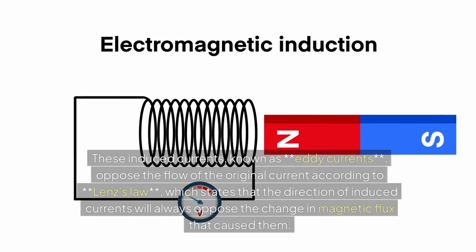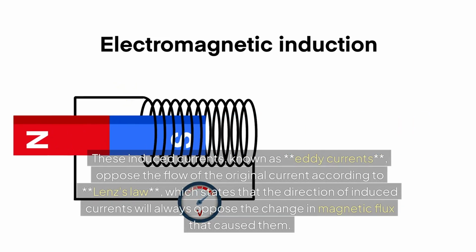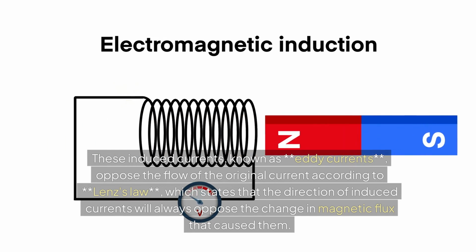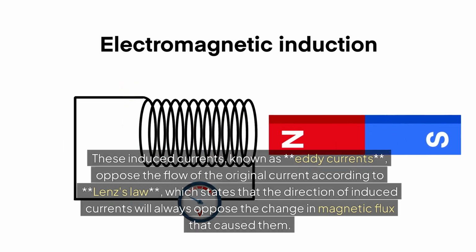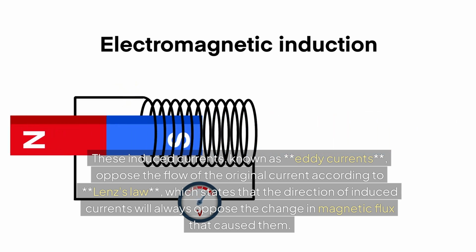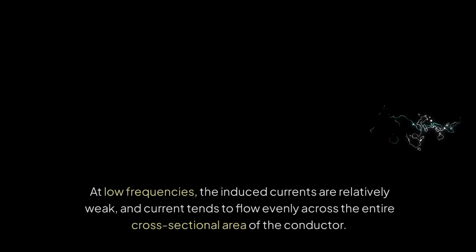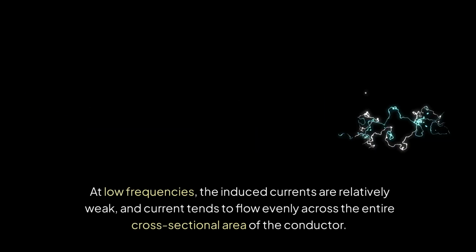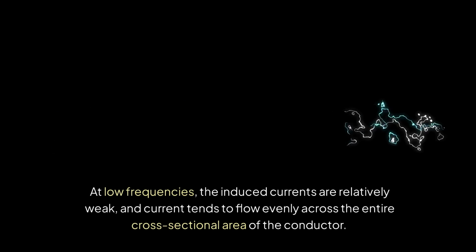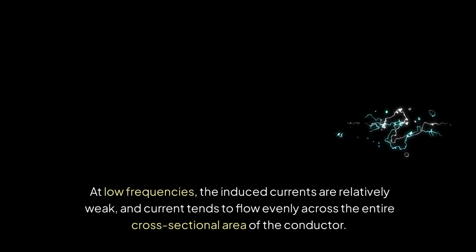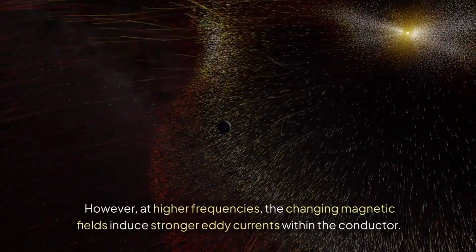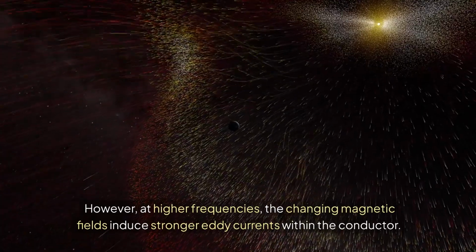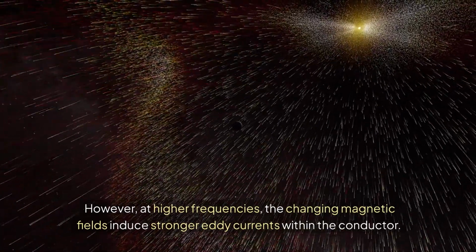These induced currents, known as eddy currents, oppose the flow of the original current according to Lenz's law, which states that the direction of induced currents will always oppose the change in magnetic flux that caused them. At low frequencies, the induced currents are relatively weak, and current tends to flow evenly across the entire cross-sectional area of the conductor. However, at higher frequencies, the changing magnetic fields induce stronger eddy currents within the conductor.